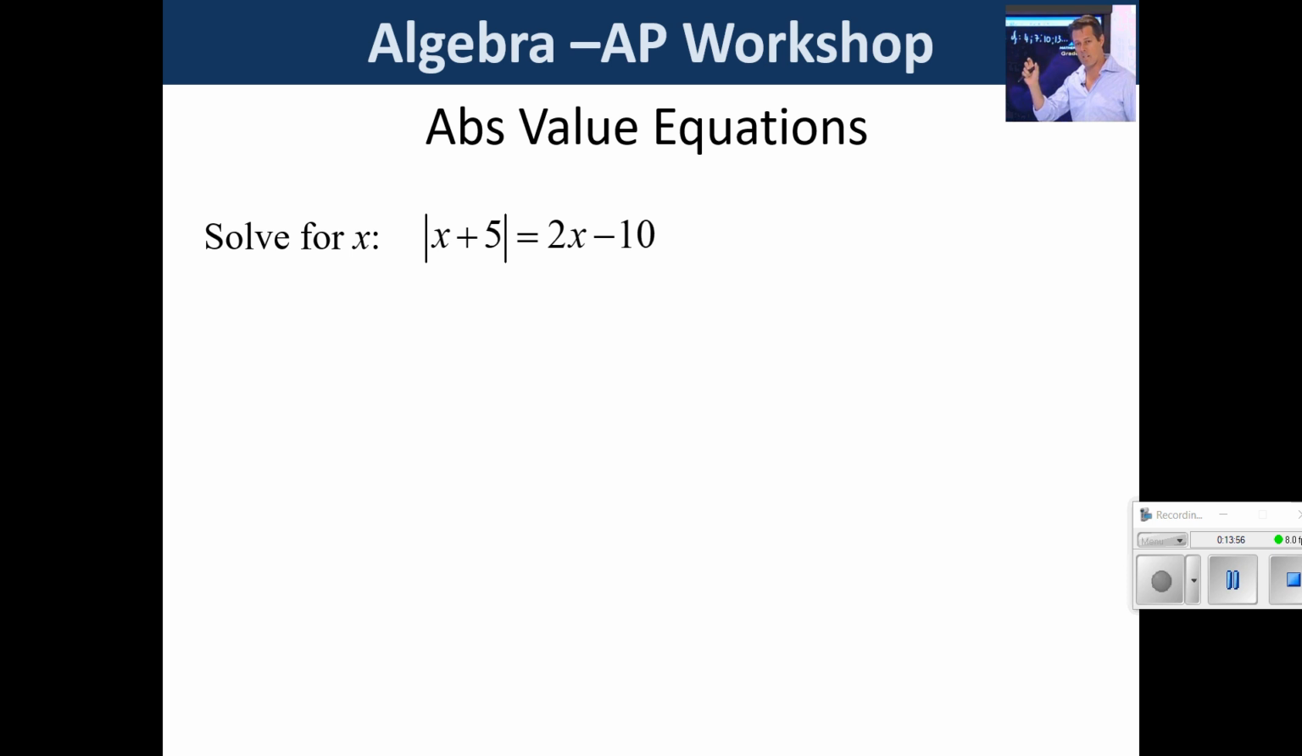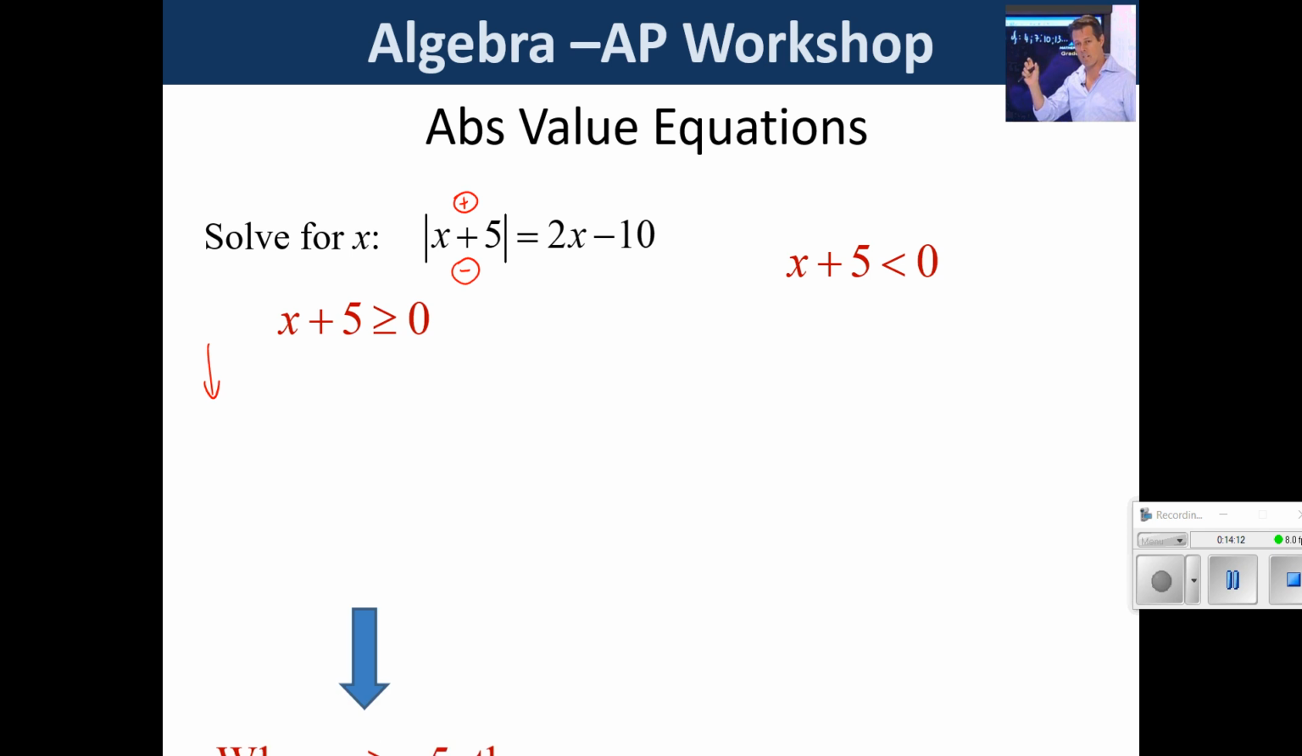So we say to ourselves, we've got two options. This inside is positive or this inside is negative. And so split your solution right from the outset. And I say, well, that inside could have been positive, or that inside could have then been negative. And then you go and solve for each of these things.